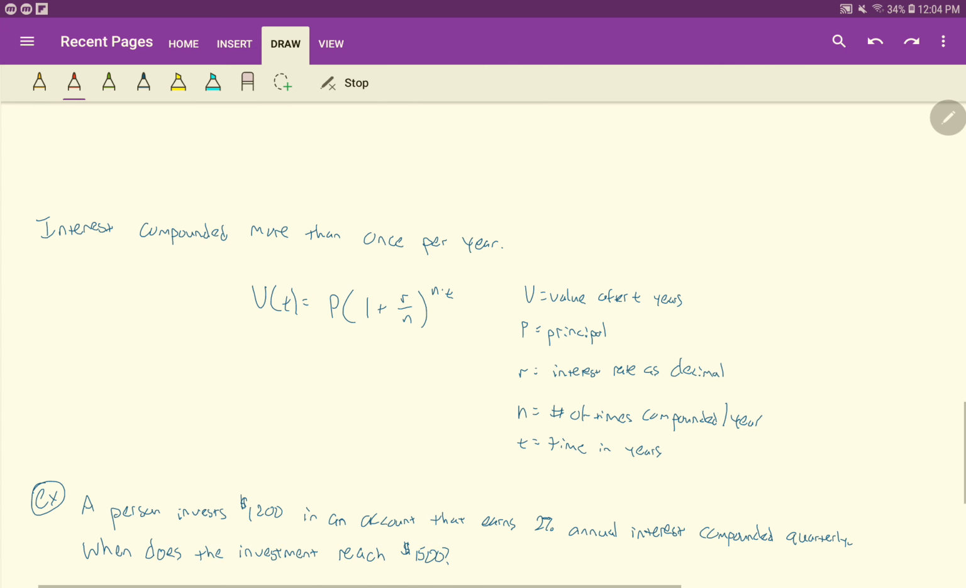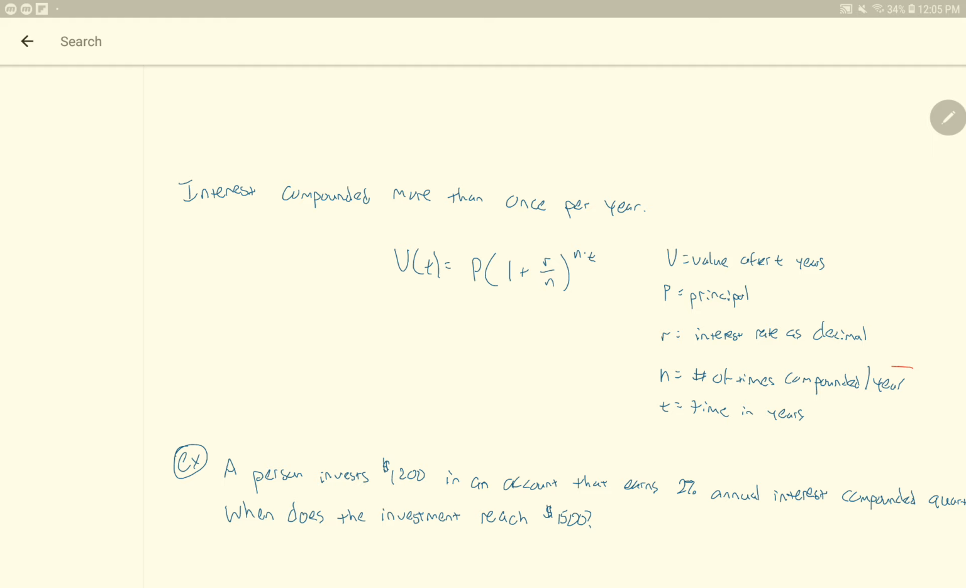Okay, but for this one, you'll notice that we're taking our interest rate and dividing it by n, because what happens when you have interest that's compounded more than once per year, that means you get a little hit or growth of interest, you know, more than just once at the end of the year. You get it throughout the year at regular time intervals, okay? And that's what that n is. N is the number of times you get that interest per year.